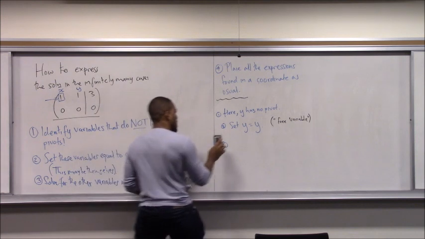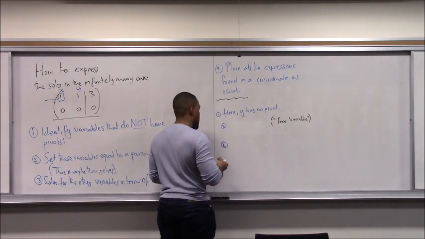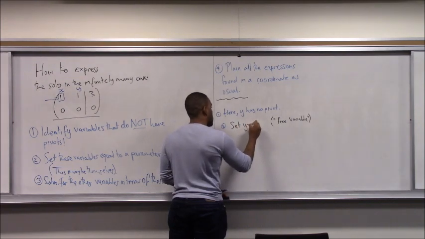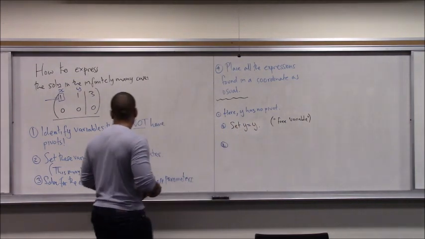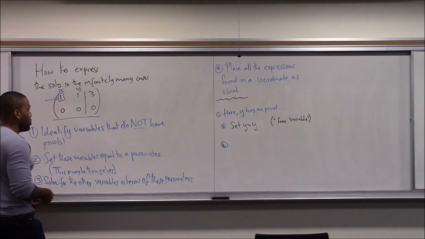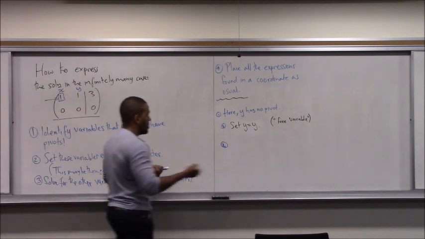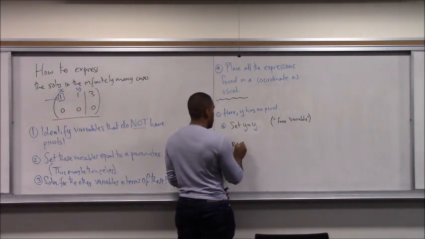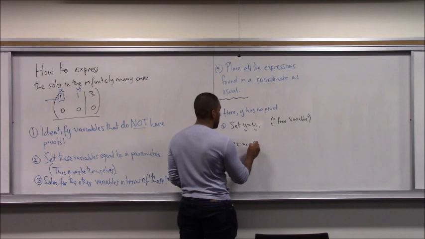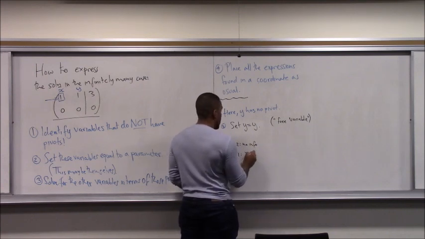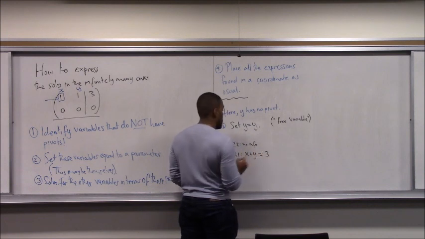And set y equals y is actually something you would write down. So let me put that in black. Set y equals y. Now the third thing you want to do is solve for everyone in terms of those variables. So you, again, go from the bottom row and work your way up. Now your row 2 has no info here, because you just get 0 equals 0. So we move up to row 1. In row 1, you get x plus y equals 3.